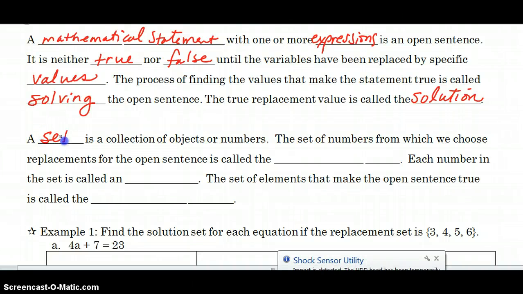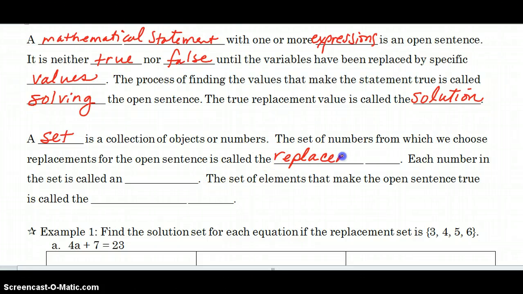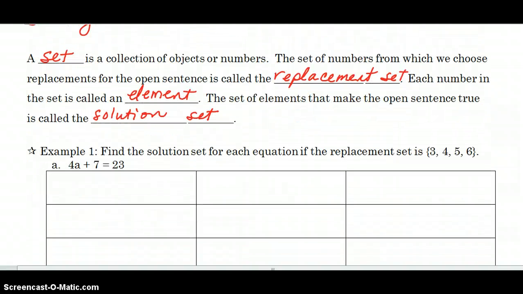A set is a collection of objects or numbers. The set of numbers from which we choose replacements for the open sentence is called the replacement set. Each number in the set is called an element. The set of elements that make the open sentence true is called the solution set. Okay, so you may want to stop and read those two paragraphs again and make sure that you understand the different terms that we're going to be using.